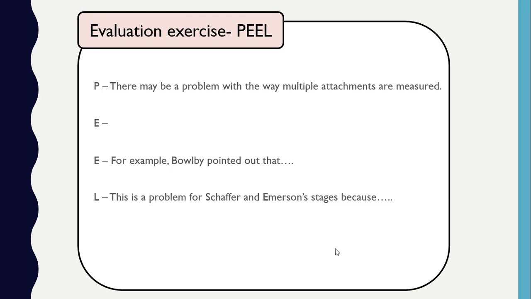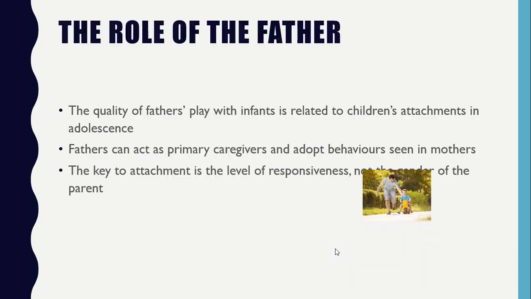Remember, if you do any of these AO3 points for your evaluation, try and elaborate on them, try and use PEAL format or kind of top and tailing it. Make sure that you elaborate on the points you use and link it back. So link it back to either the stages, if you're talking about the stages, or link it back to the research if you are talking about the research.